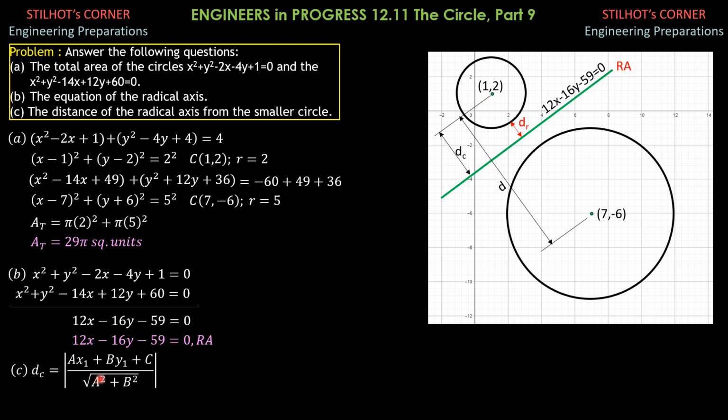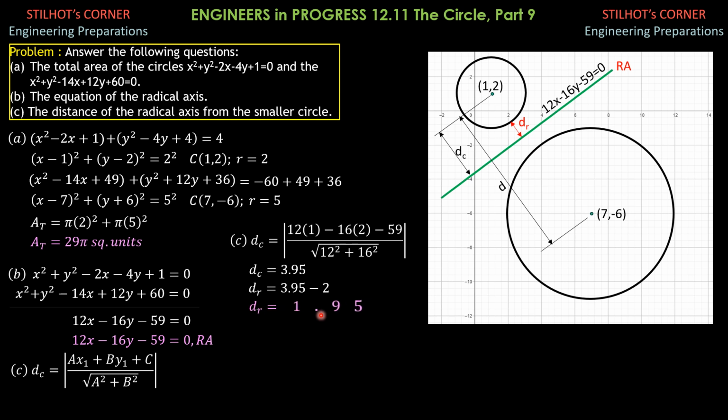So substitute, a is 12, then x1 is 1, b is negative 16, and y1 is 2. Then constant is negative 59 over square root of 12 squared plus 16 squared. So computing, d sub c is equal to 3.95 units. Having found d sub c, and radius of the smaller circle 2 units, so d sub r can now be determined, 3.95 minus 2. So d sub r is equal to 1.95 units.